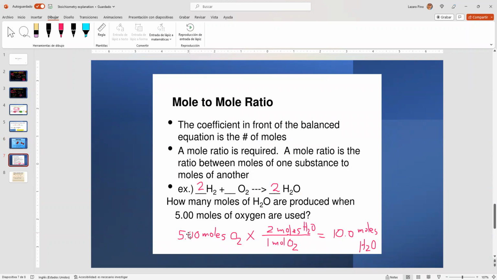Well, you know, the given number is 5.00 moles of oxygen, and then you say, well, 1 mole of oxygen here in the reaction produces 2 moles of water. Then the ratio is 1 mole of oxygen to 2 moles of water. You cancel mole of oxygen with mole of oxygen. You multiply 5 by 2, and the answer is this number. Look, 3 significant figures because the given number has 3 significant figures.